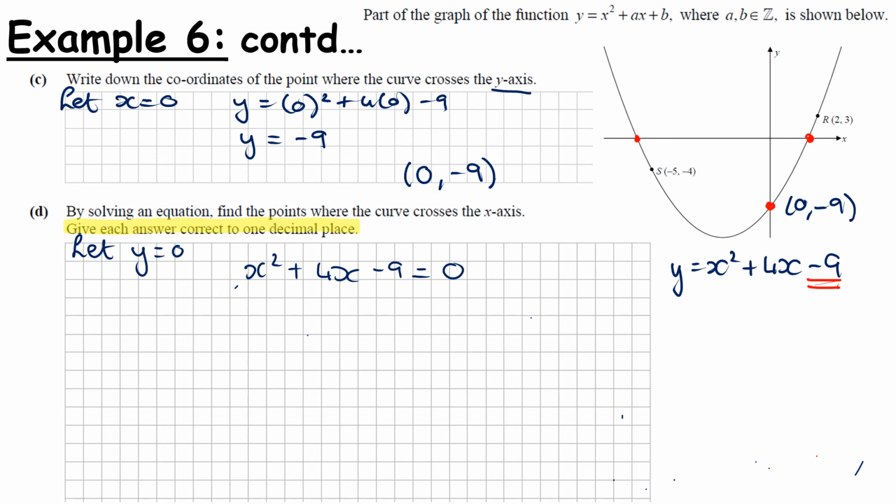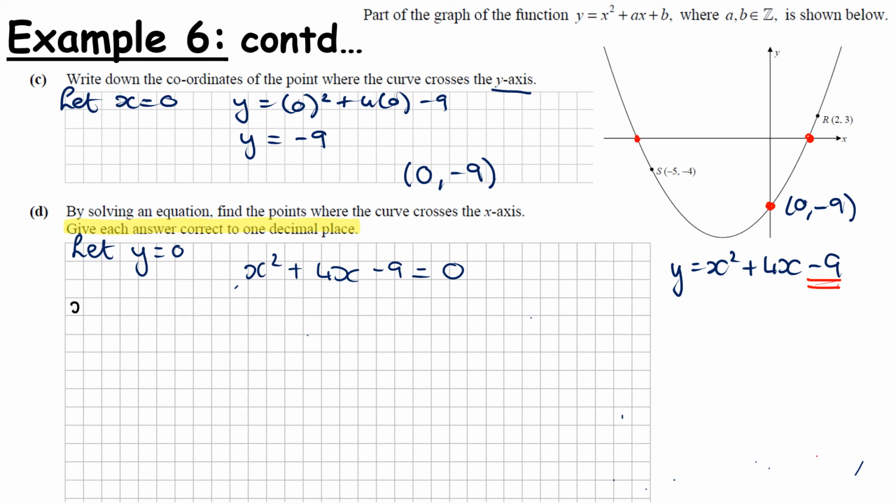Notice that the question said, give each answer correct to one decimal place. If you can remember back when we were working through the algebra module, what we said was if there was ever a quadratic that gave you a hint such as correct to so many decimal places or in surd form, it was a big hint telling you that you had to use the quadratic formula. The quadratic formula is also known as the minus b formula, and it's found on page 20 of your log tables.